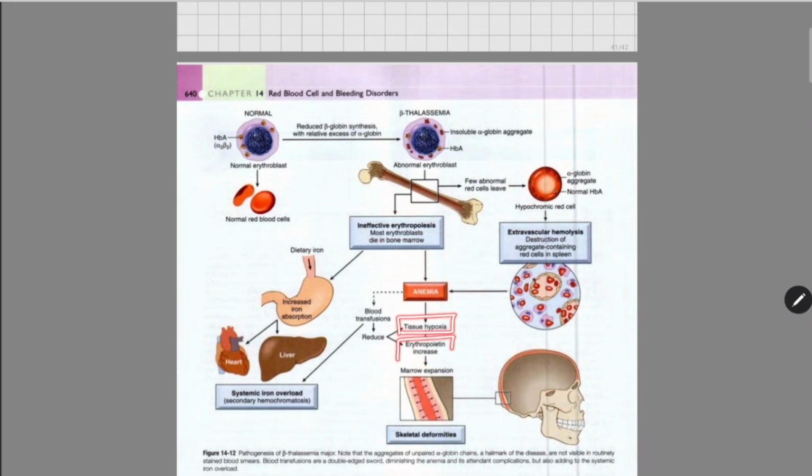Now this anemia will lead to tissue hypoxia, increased erythropoietin, and marrow expansion, which will lead to skeletal deformities, right? Now the patient will require constant blood transfusions, which will lead to systemic iron overload or secondary hemochromatosis. Also, due to ineffective erythropoiesis, the hepcidin amount is decreased and its inhibitory effect on iron absorption is decreased, so iron absorption will be more and more. And this excess iron will deposit and affect the heart and the lungs mainly.